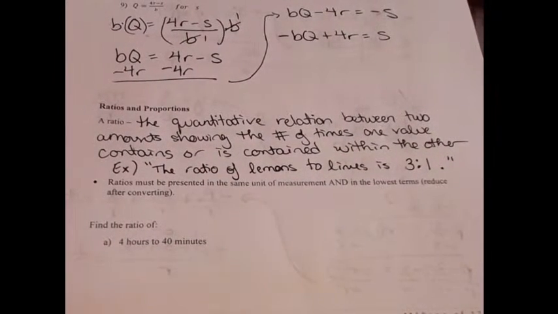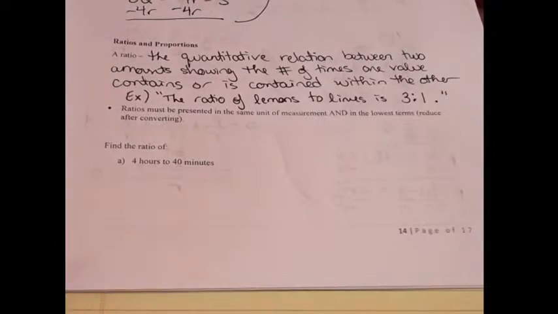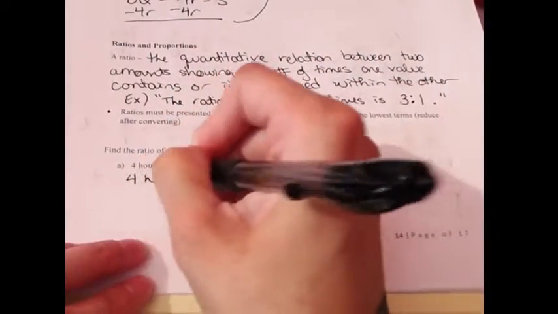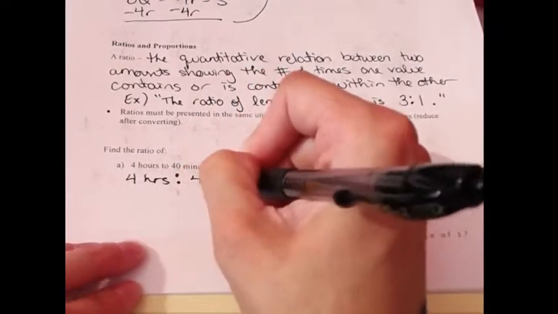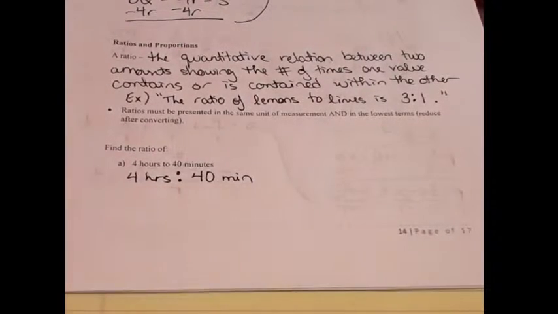We have: find the ratio of 4 hours to 40 minutes. What I have found helpful is working through this in baby steps. Let's first start off by rewriting this as 4 hours colon 40 minutes. I'm going to take this in a step-by-step fashion, in the way that I've seen very successful with students throughout the year. So step number 1 is making sure we rewrite it as a ratio using the colon. Okay, so here's our colon.